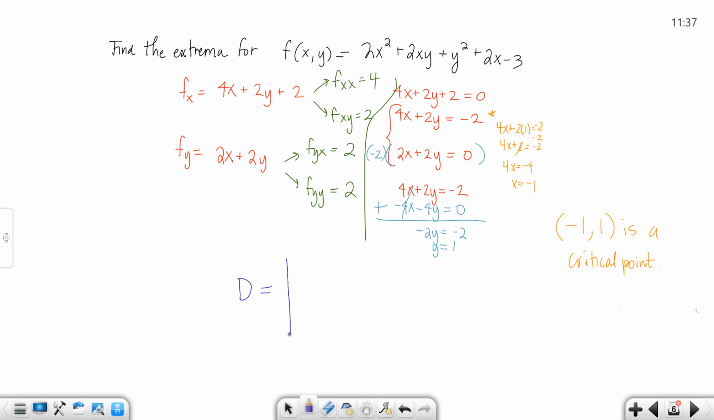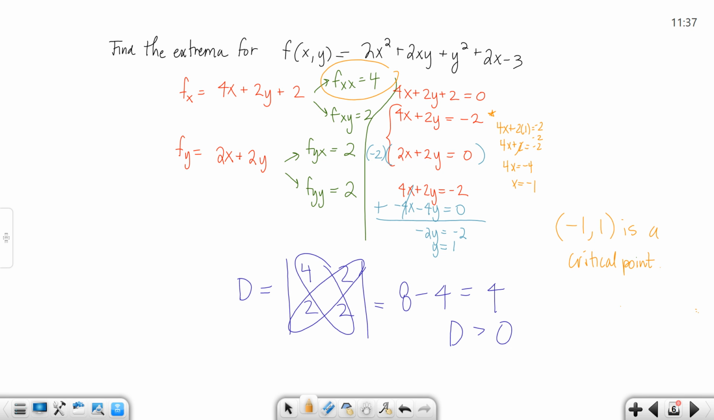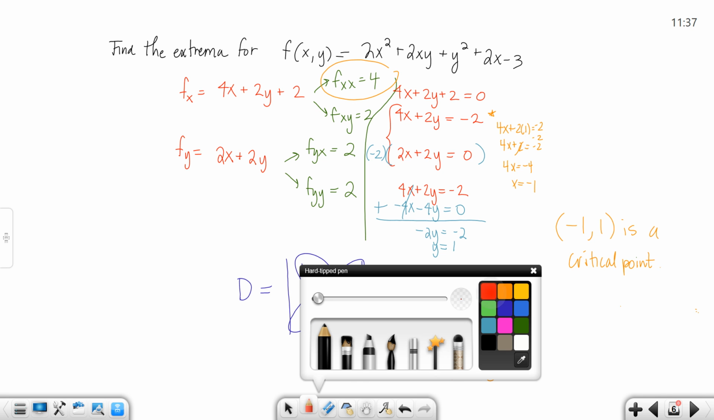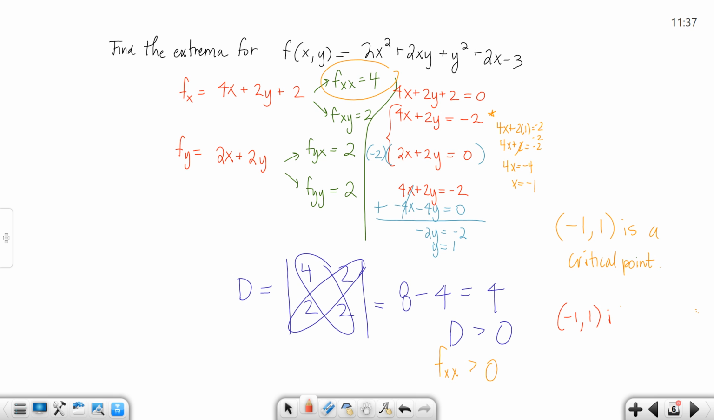So my determinant is 4, 2, 2, 2, which would be 8 minus 4, which is 4. So D is greater than 0. I also know from the top that fxx is also greater than 0. So since they're both greater than 0, that means that negative 1, 1 is a min, a relative min.